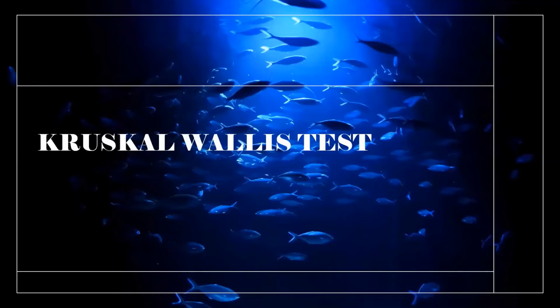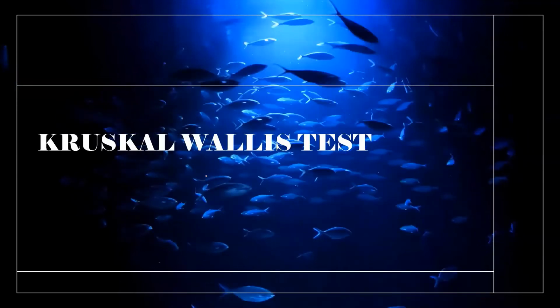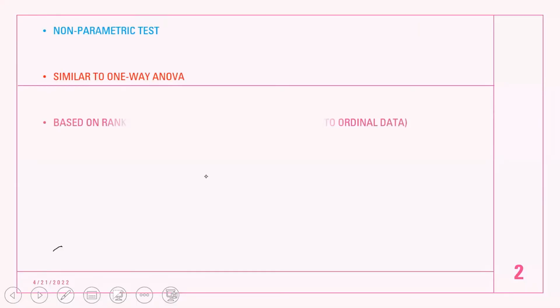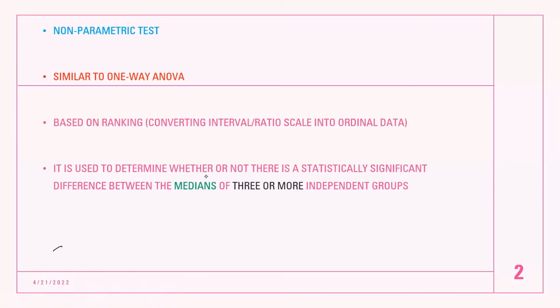So, the Kruskal-Wallis test. The Kruskal-Wallis test is basically a kind of non-parametric test, and it is quite similar to one-way ANOVA. Just like in the parametric tests, we usually have one-way ANOVA when we are having more than two groups. If we are having two groups, then we will apply the independent sample t-test. But when we are having more than two groups, then definitely we will go for the one-way ANOVA.